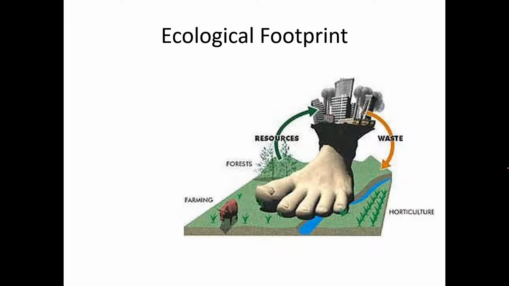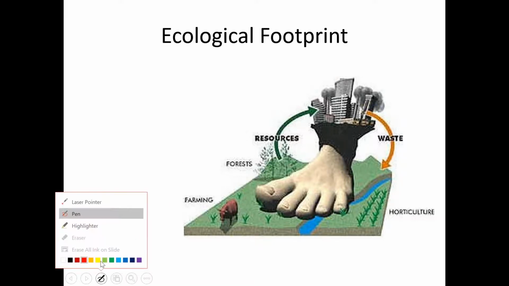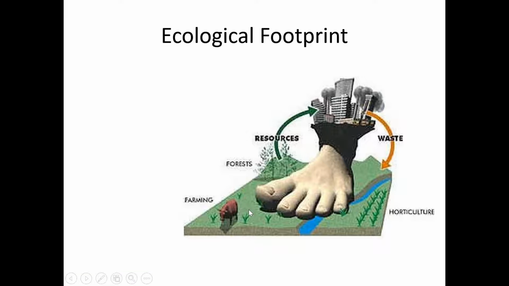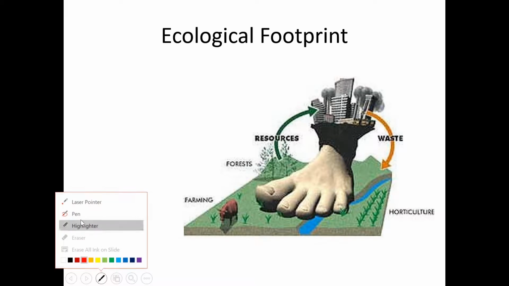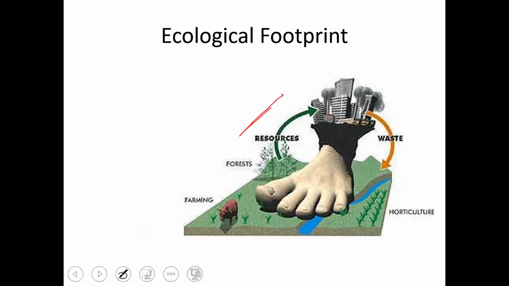You'll be assigned an activity in a little while to calculate your own ecological footprint. So what is your ecological footprint? Well, you can see from this illustration, your footprint is your impact on the environment, right? You step on some grass, you leave an imprint or an impact there. And so it's looking at your use of resources and comparing that to the waste that you produce, right? So both those things. Resources that are being used and waste you're producing.